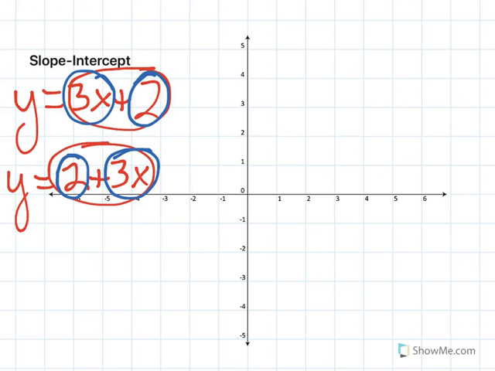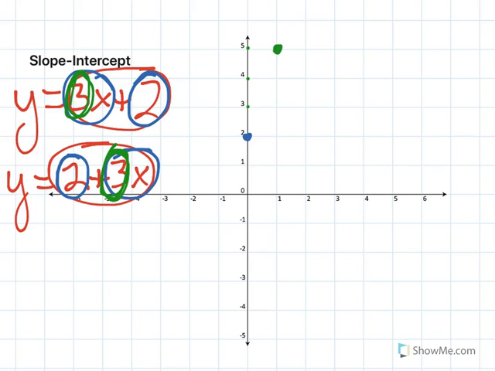So if we know the y-intercept is 2, we can just put a dot right there, and the line has to go through that. Now if you look at the 3 here, that's the slope. Is that positive or negative? Well, it's positive because there's no negative sign in front of it. So it's positive 3. That means it goes up 3 and over 1, but it leans up and to the right. So I go up 3, 1, 2, 3, and over 1. The line has to go through that.